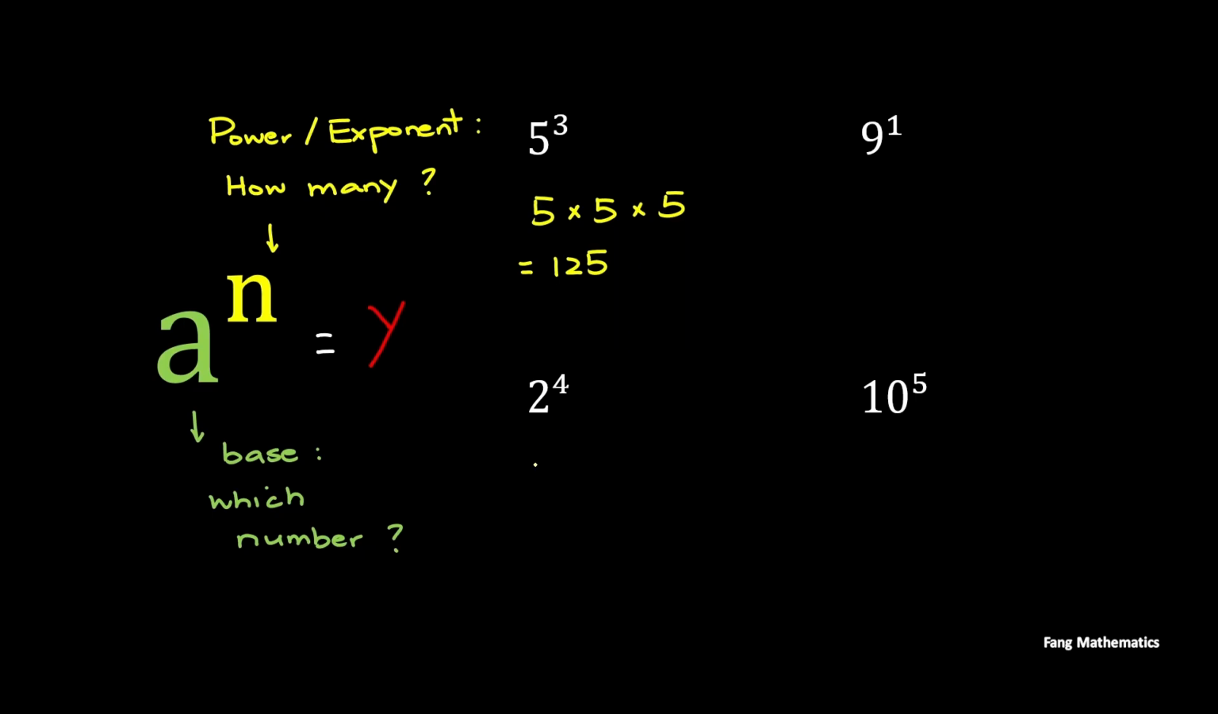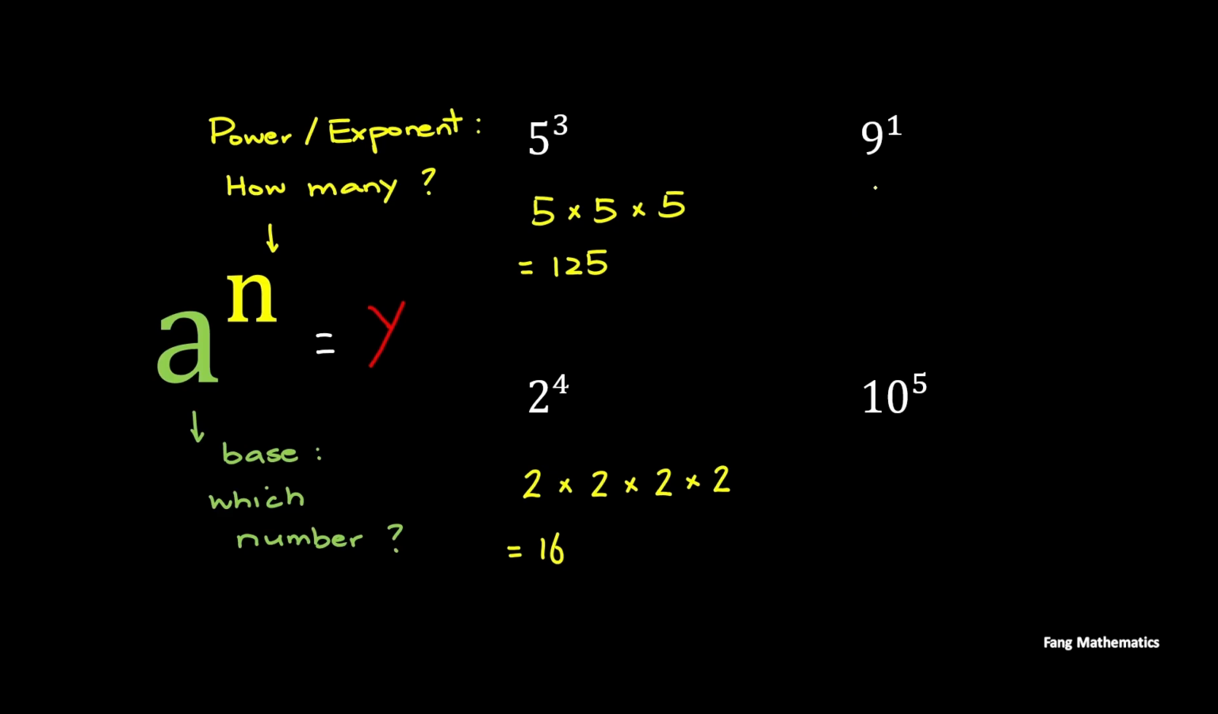Let's look at another example. You have 2 to the power of 4. So 2 is the base, which tells you it's being multiplied, and the superscript 4 tells you it's being multiplied 4 times. So 2 times 2 times 2 times 2, and you should get 16.